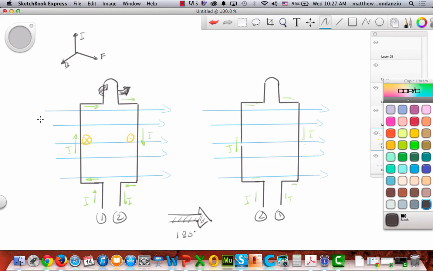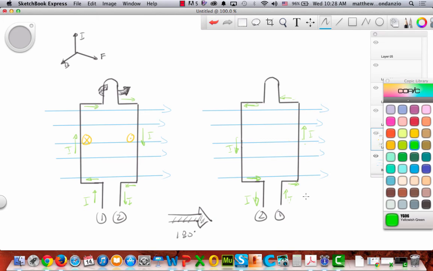If that's the case, on this side, what direction is my current going? On this one, it's going down. What about here? To the right, east. What about this one here? Down. What about this one? West. What about this one? West. And this one? North. And this one? To the right.